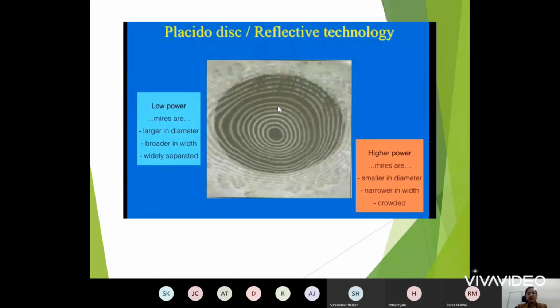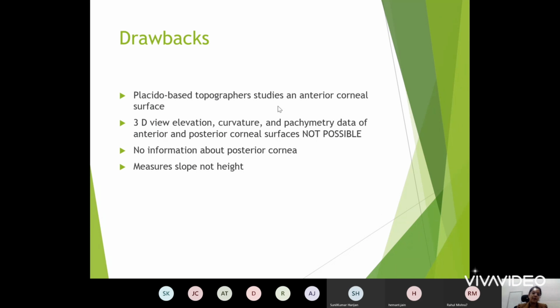The Placido disc system projects a series of concentric rings of light on the anterior corneal surface. These are known as mires. If the mires are larger in diameter, broader in width and widely separated, the cornea has low power, whereas if the mires are smaller in diameter, narrower in width and crowded, the cornea has high power. But of course, the Placido disc had a lot of drawbacks.